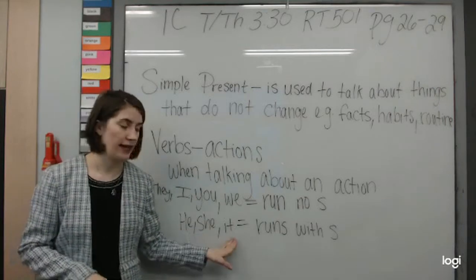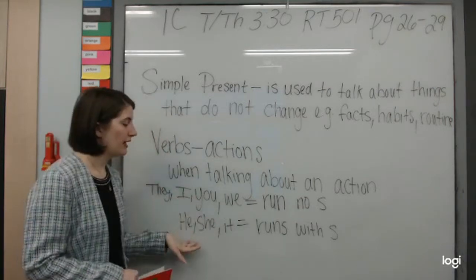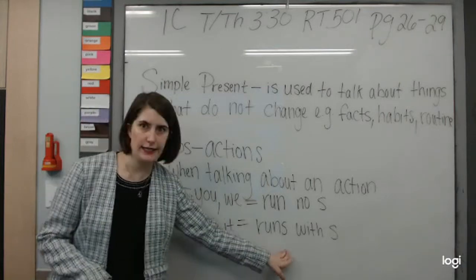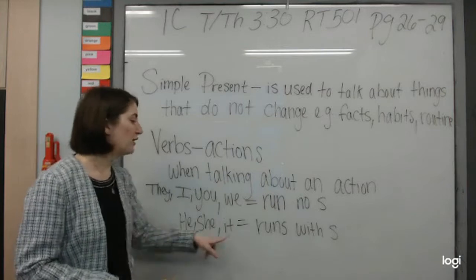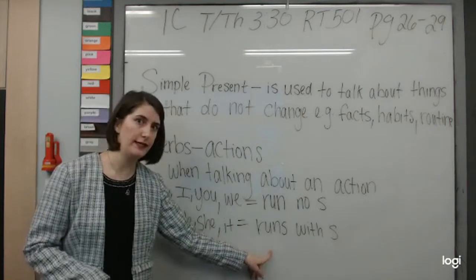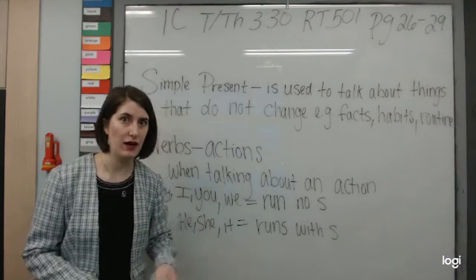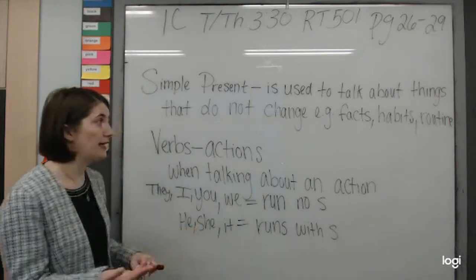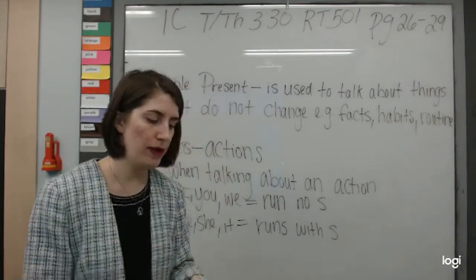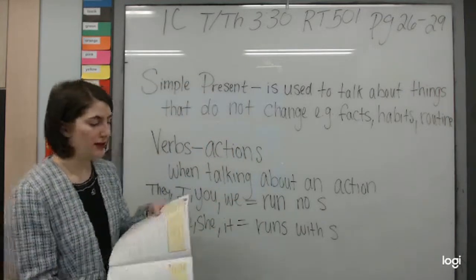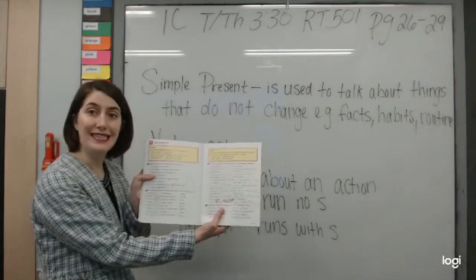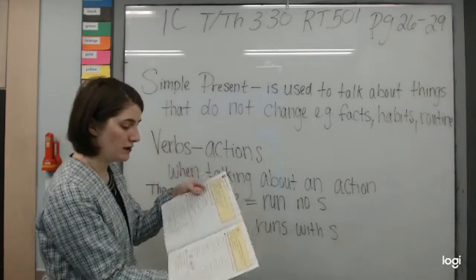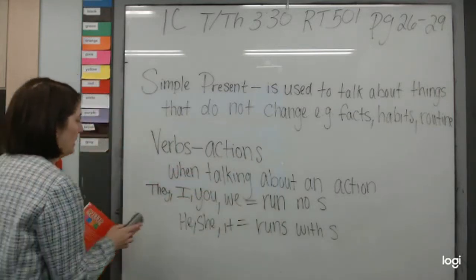He, she, it, one person. He, she, it runs, okay? Runs with an S. He runs, she runs, it runs, all right? So now that we have this fresh in our minds, let's go ahead and open our books to lesson 9 on page 26. Today we will be doing lessons 9 and 10 together. So pages 26 to 29, okay?